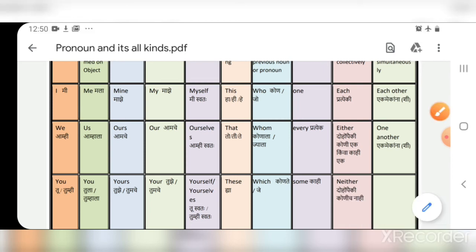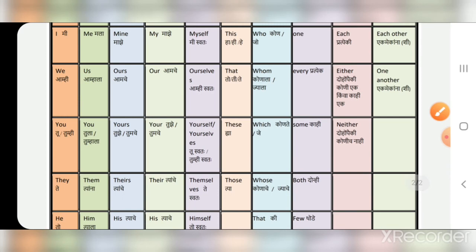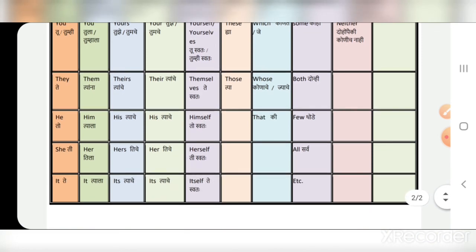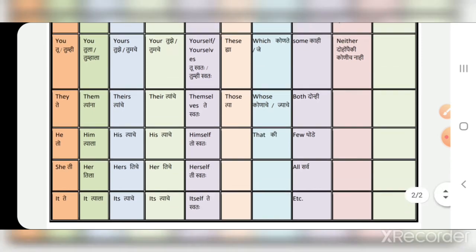Now next one is some, somebody, something. In this way. Both we use for two things or two persons. Next one is few, for few people, when there are not many people and when there is not one person, then we use few. And next is all, so we talk about all.